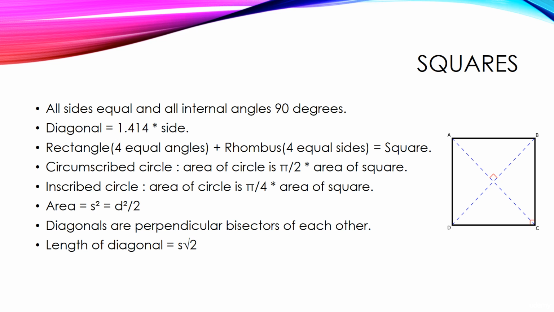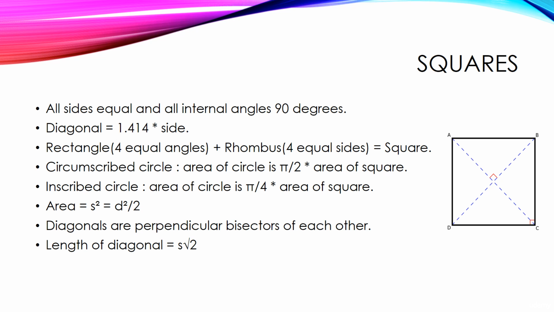A square can also be defined as a rectangle with all sides equal, or a rhombus with all angles equal, or a parallelogram with equal diagonals that bisect the angles. If a figure is both a rectangle and a rhombus, then it is a square. Rectangle, 4 equal angles, plus rhombus, 4 equal sides, is equal to square.